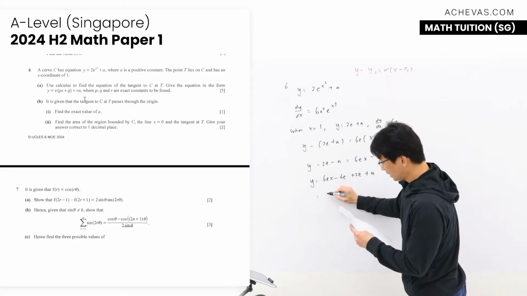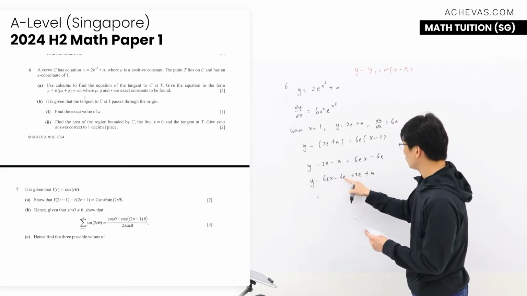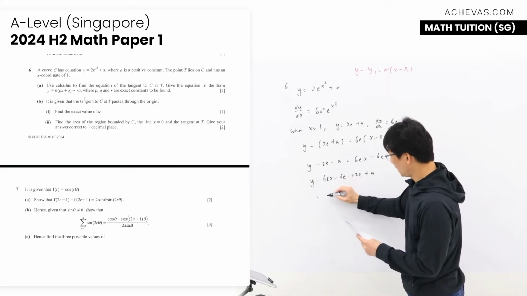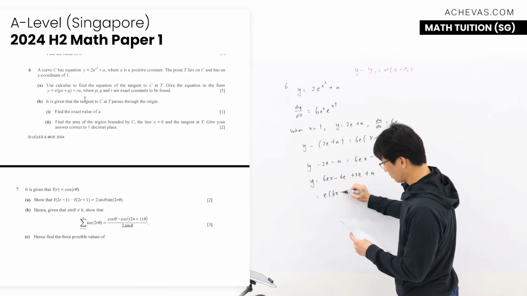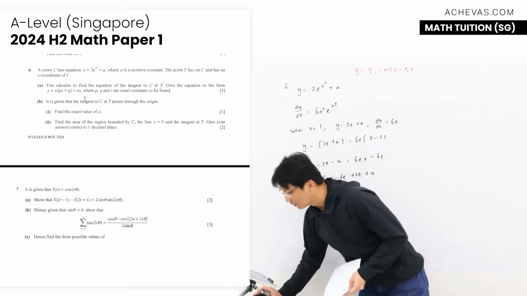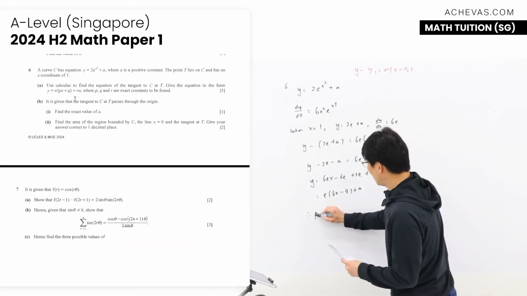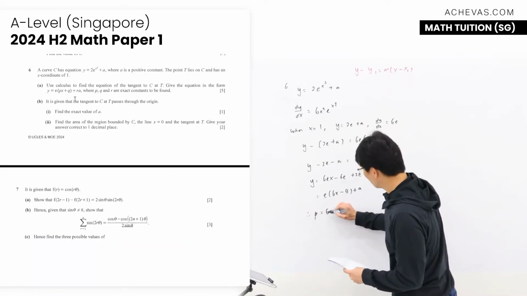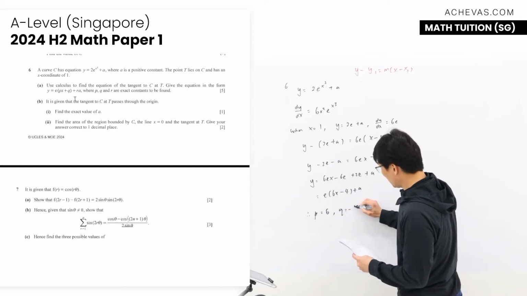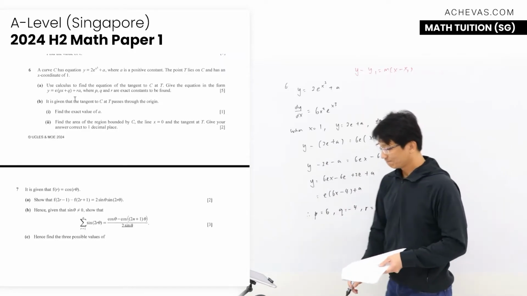And factorizing out e from here, because this is equal to minus 4e, I take out e, I'll get e(6x minus 4) plus a. And doing a bit of comparison with the form they want, I can write down my values for p, which happens to be 6, q will be minus 4, and my r will be equal to 1.